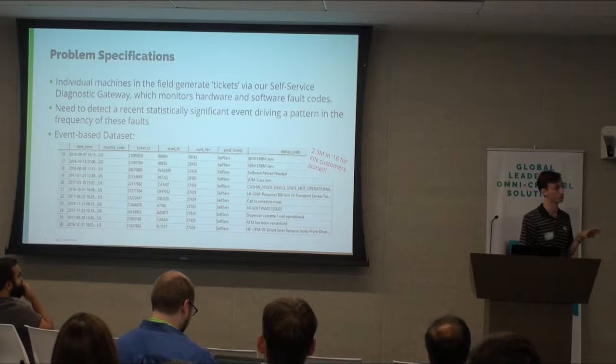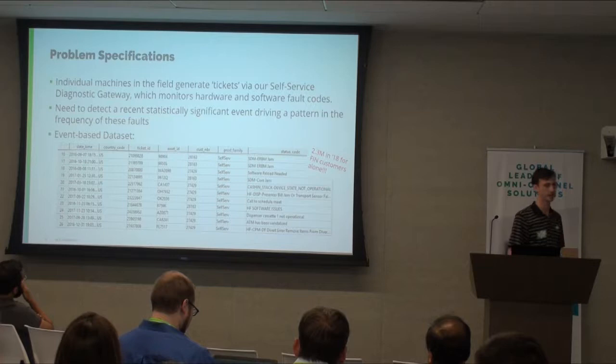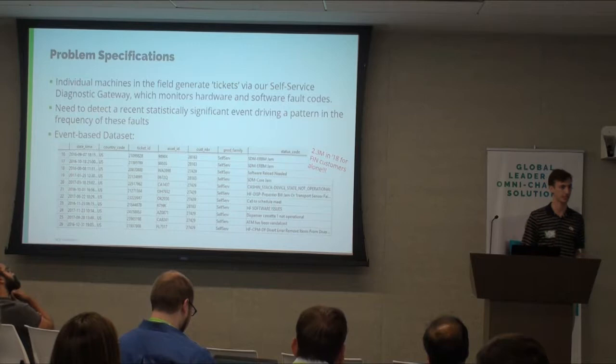Here's a screenshot of the actual table of all of these SSDG tickets coming in. The reason I put this here is to show you that, to human eyes, it's nonsense. There's a timestamp, a country, the asset ID, meaning the particular ATM that we're talking about, and the status code, the thing that went wrong. There are some examples here.